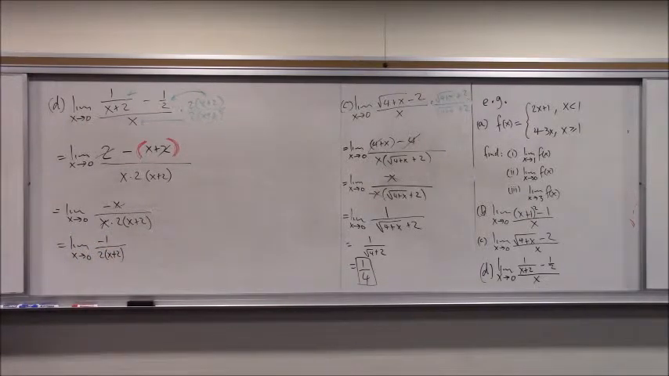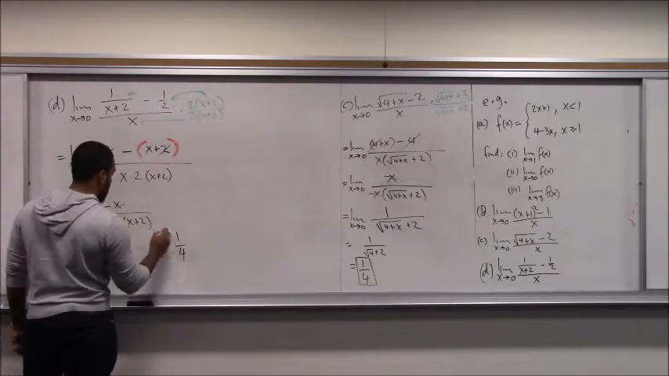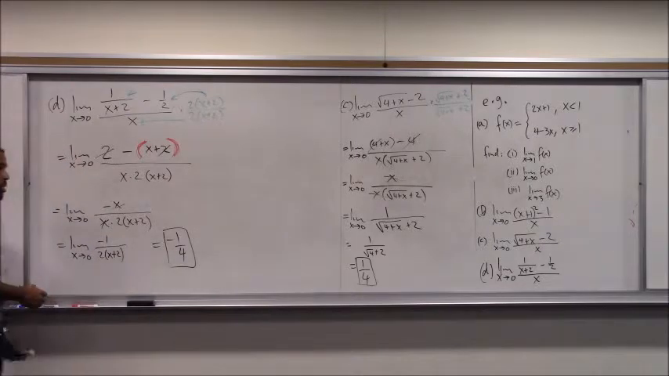If you plug in x equals 0, you won't get 0. You actually get a number. Negative 1 over 4. You get a negative. So that limit is negative 1 fourth. Any questions on that one?